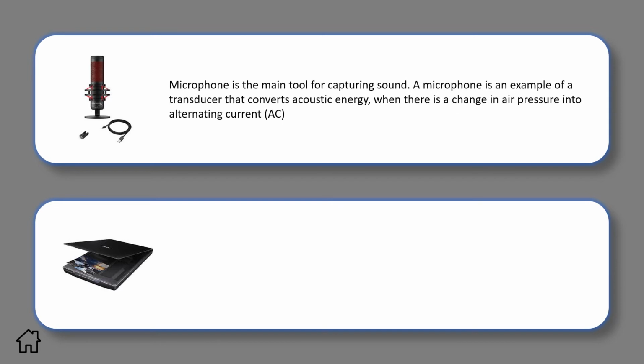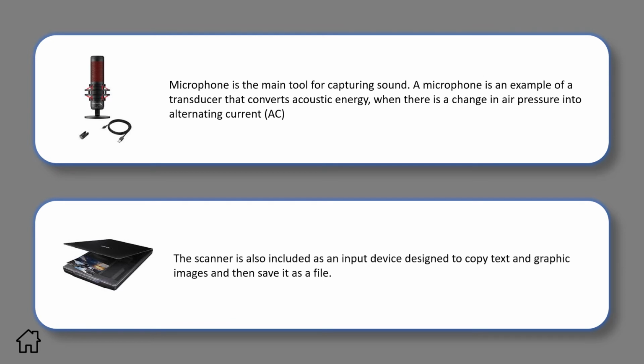Microphone is the main tool for capturing sound. A microphone is a transducer that converts acoustic energy, when there is a change in air pressure, into alternating current or AC. The scanner is also included as an input device designed to copy text and graphic images and then save them as a file.